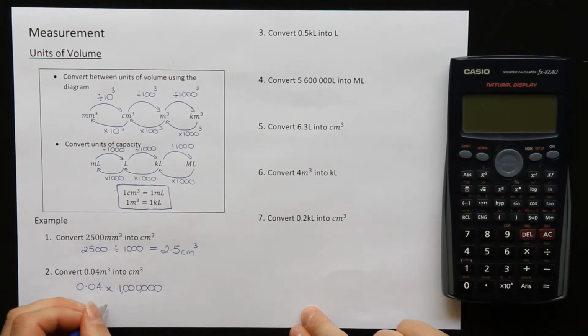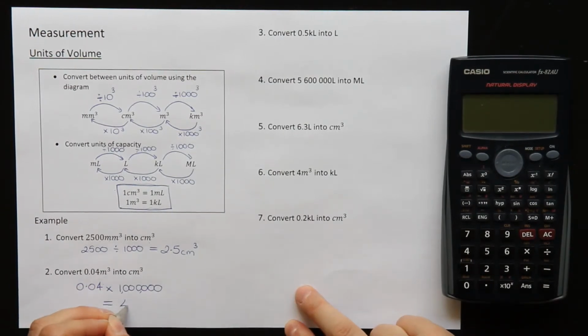So that will be equal to, again, we're trying to do this without a calculator today. There's 6 zeros, so I'm going to jump 6 places over. 1, 2 will get me over the 4. So it's 2, 3, 4, 5, 6 will be my answer. So that is 40,000 centimeters cubed.